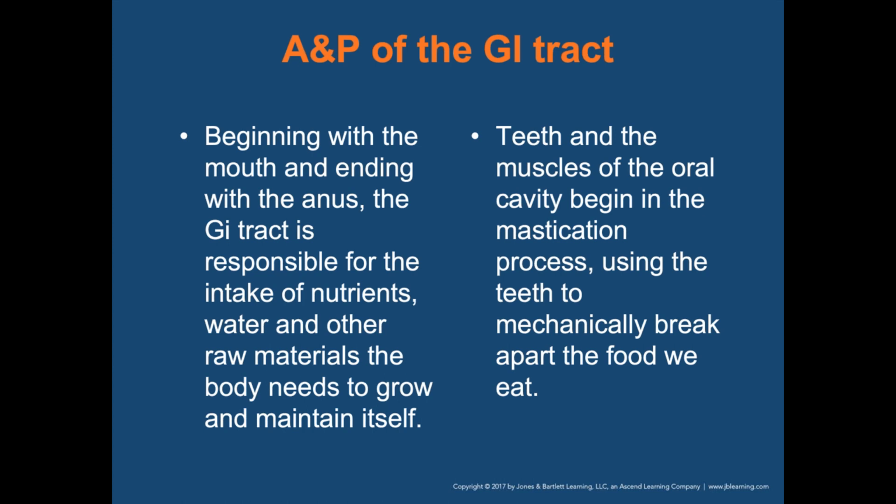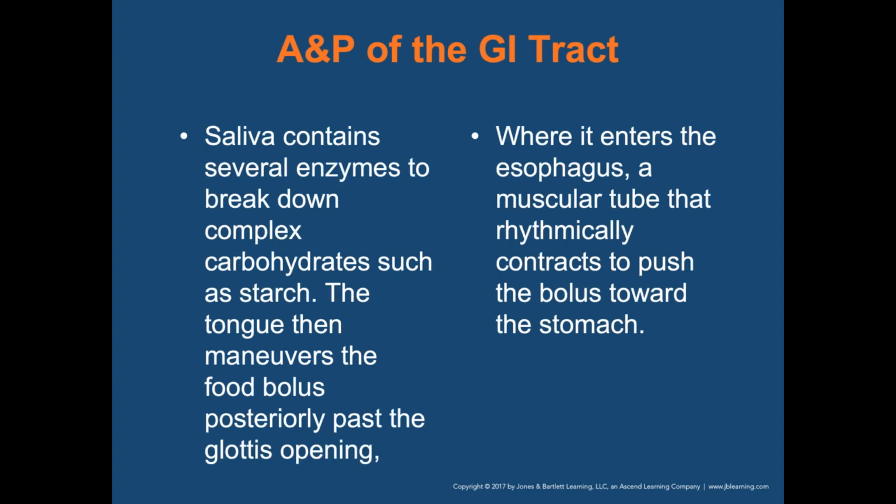So the teeth and the muscles of the oral cavity begin the mastication process, using the teeth to mechanically break apart the food we eat. Obviously, everybody knows what that's about. We bring food in our mouth, our teeth break it down to where we can swallow it. Yes, we know sometimes it's not broken down small enough, because that's where we get the chokes. Apologize about that. So the teeth break it down, and that starts the entire process that we go through as the GI tract.